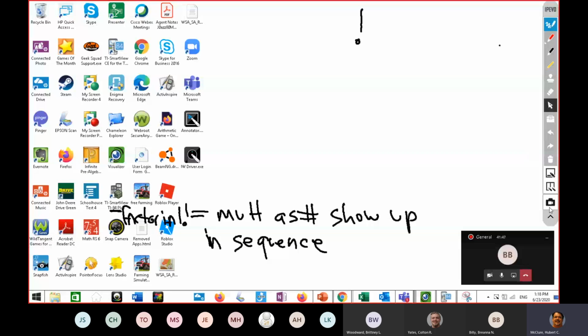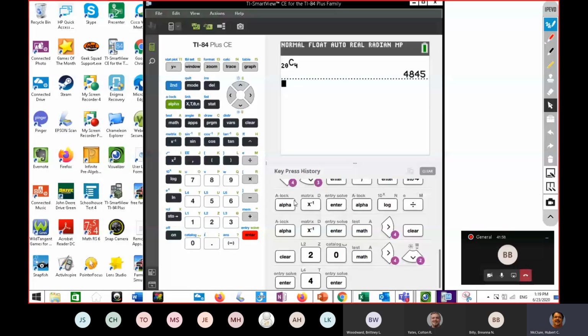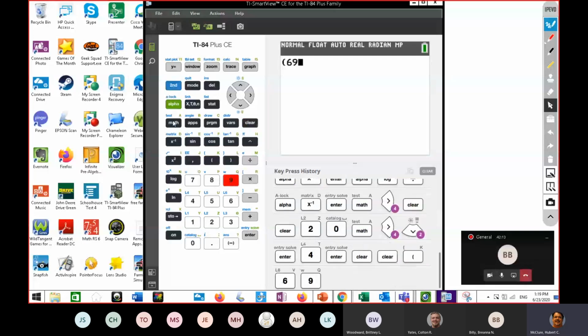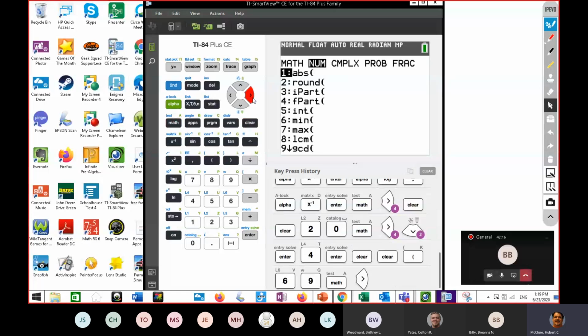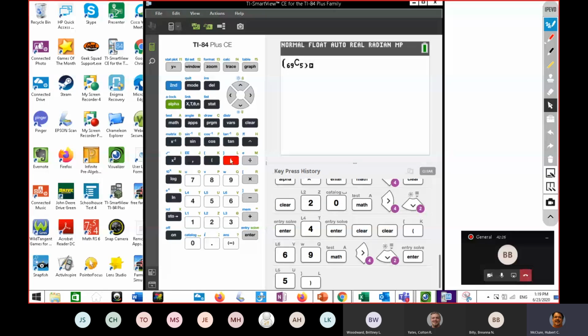Ooh, I can erase the whole thing by hitting the trash can. Okay, so here we go. I've already written it down over here on my paper, so I'm going to do it in the denominator. So I'm going to hit 69, parentheses, 69, combination, math, probability, combination of 5, and this is where I don't think they like to do parentheses. I'm going to try it, times parentheses. I think it'll do it as long as you put parentheses around it.